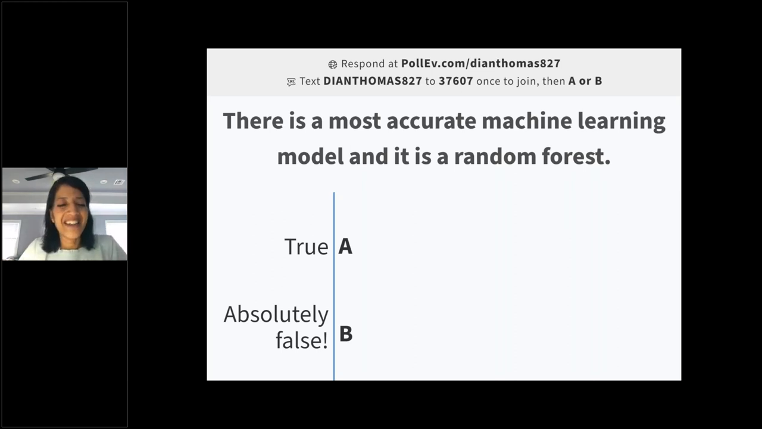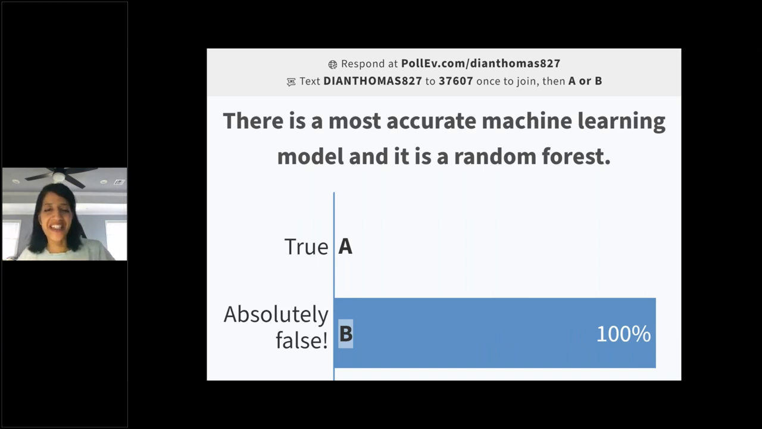All right. Let's go for it. What do you guys think? This is the next poll.